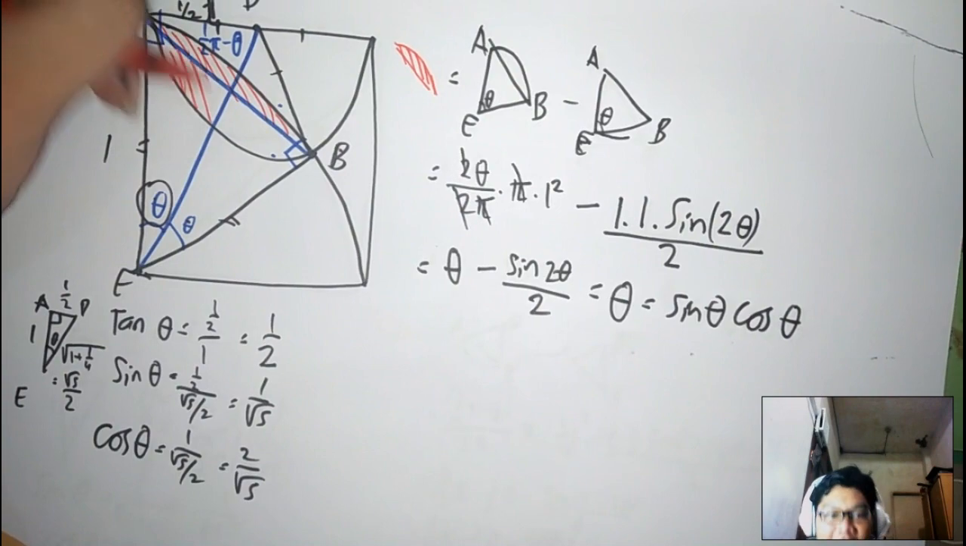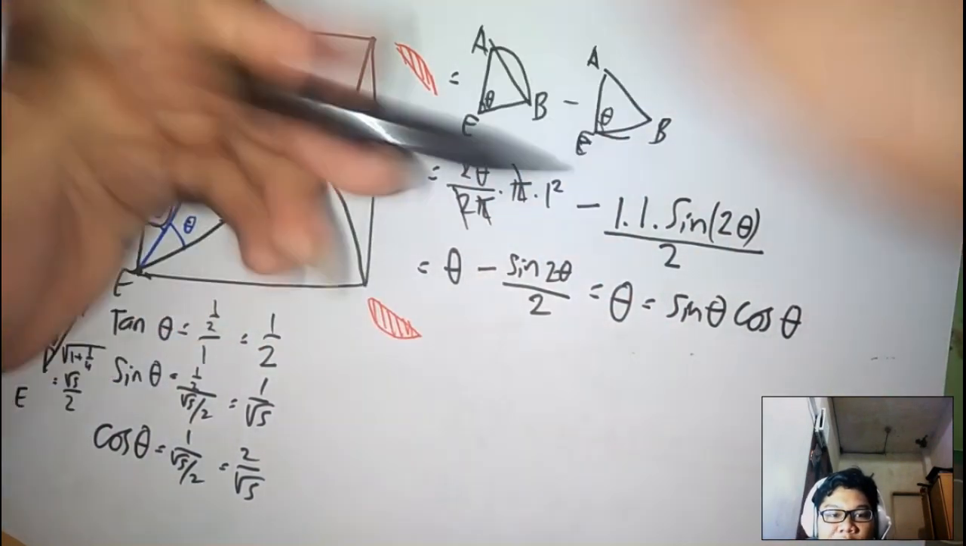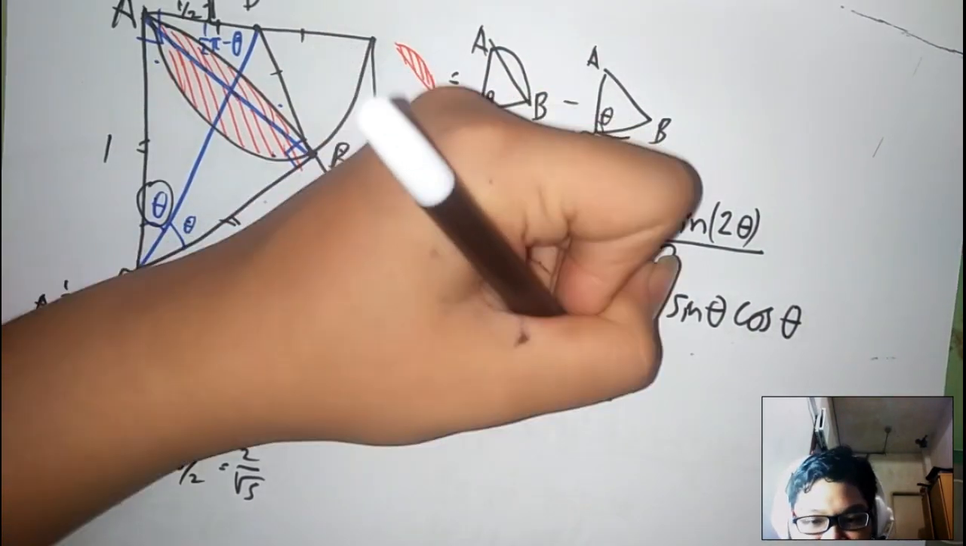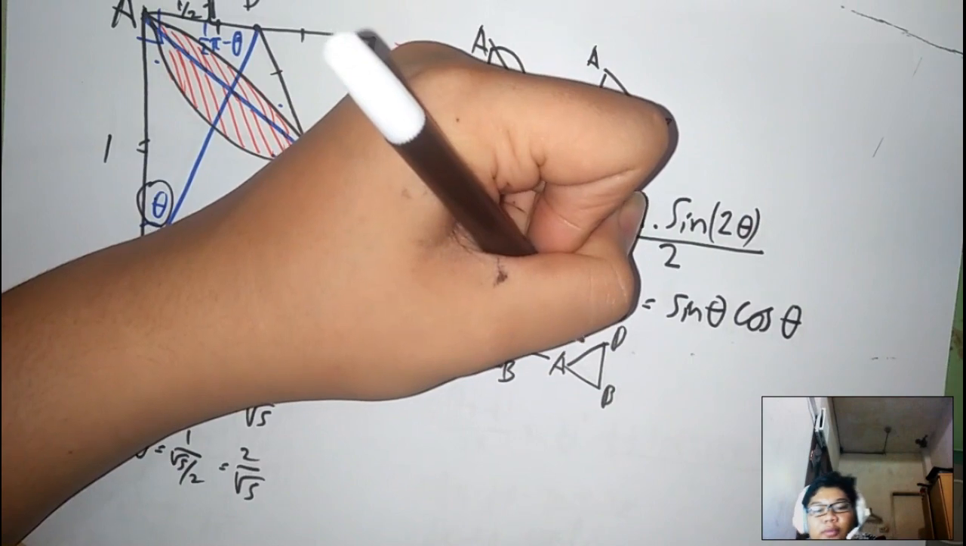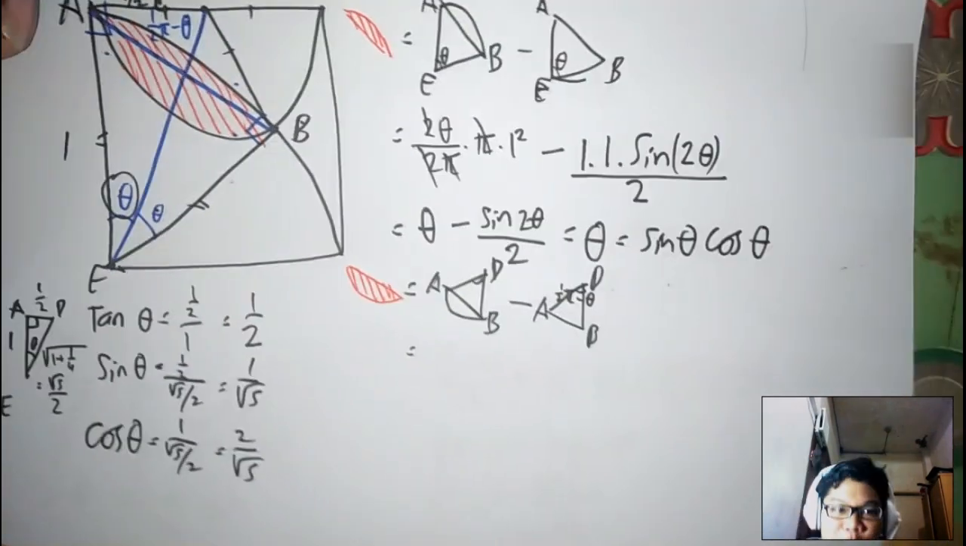For that, we need to find the lower arc. How do we find it? The lower arc is equal to the figure of ABD minus the triangle ABD with the angle of a half pi minus theta, multiplied by 2 because it's 2.